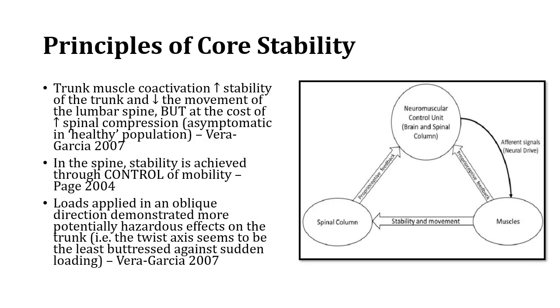And so it's important when we're considering the principles of spinal stability to understand the balance that exists between the stiffening of the spine, which you could consider protective and functional stability, versus over-recruitment. It's put really nicely in this quote by Vera-Garcia in 2007, and this researcher has done a considerable amount of work with Stuart McGill as well, who also discusses this balance between compression and stiffening of the spine. Trunk muscle coactivation increases stability of the trunk and decreases the movement of the lumbar spine, but at a cost of increased spinal compression.